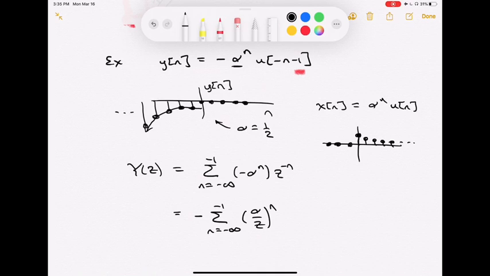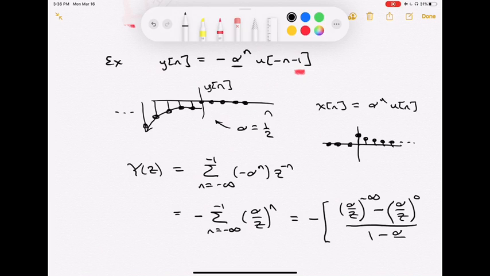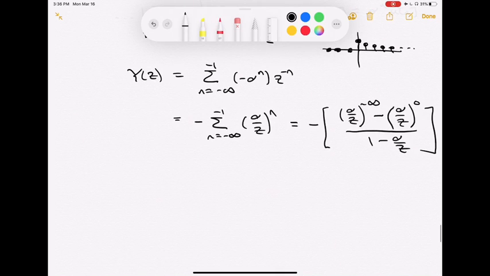I can still recognize this as a geometric sum, so I'm going to have a minus sign out front. I'm going to have alpha by z to the lower limit, which is minus infinity, minus alpha by z to the upper limit, which was minus 1 plus 1, so that's 0, over 1 minus alpha by z, 1 minus the ratio in the denominator, something along those lines. What I need here, if you take a look at it, is that infinity term again, the one I'm worried about. To get convergence, that term has to go to 0.